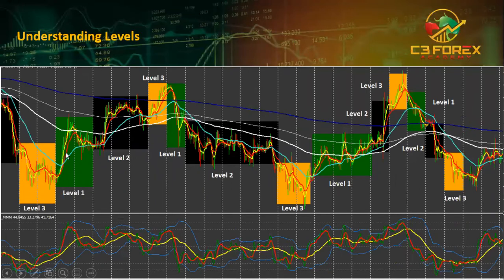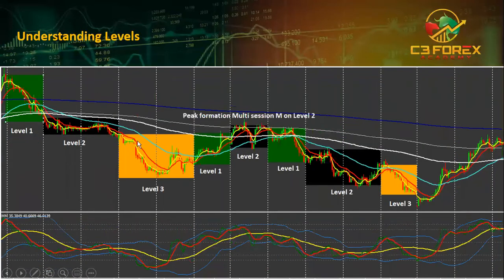Level three, level one, 13, 50 cross, high of the range, close within the range, level one, stop on low rise. Oops, I think we just did this one. Stop on low rise. Level two, stop on low rise, level three, level one, level two, level three, level one, stop on low rise, level two, level three. Level one, 13 EMA cross and close.